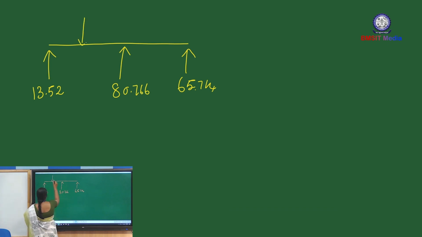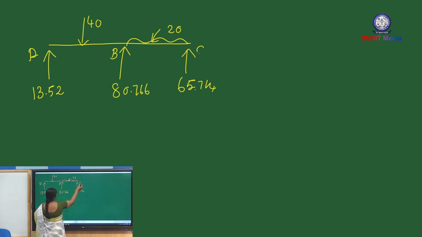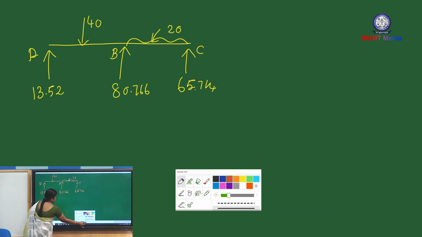Then the midpoint load and this is the UDL load. Midpoint load is 40. UDL load is 20. These are all vertical forces. This is A, B, C. Shear force means the sum of vertical forces on either the left side or the right side of the section.